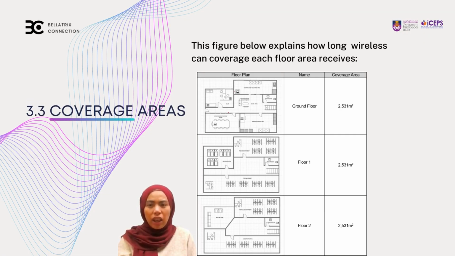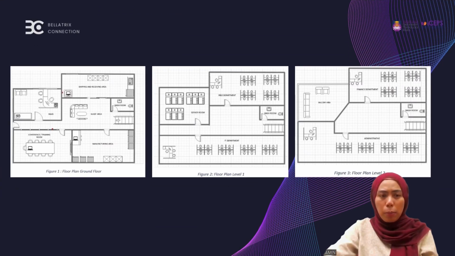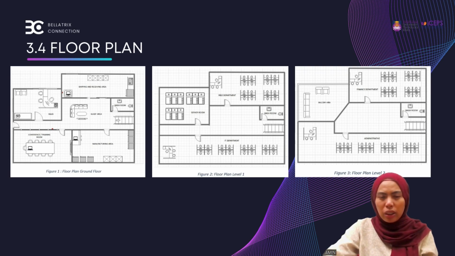Next is the coverage area. This figure below explains how much wireless coverage each floor area can receive. As you can see, the coverage area is 2,531 square meters. This means that the total area of the ground, first, and second floor that is covered by the Wi-Fi network, or the total physical area of each floor, is 2,531 square meters.